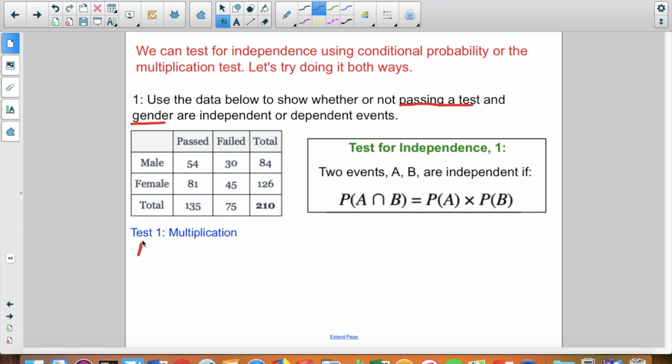So we're going to choose two events, A and B. Why don't we choose event A to be passed and event B to be male? Again, it doesn't matter which you choose. The question did not specify. So we are going to be using the independence test, and we're going to need to find the probability of A.